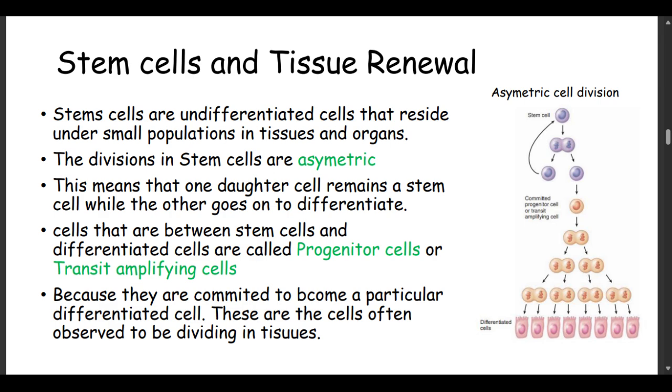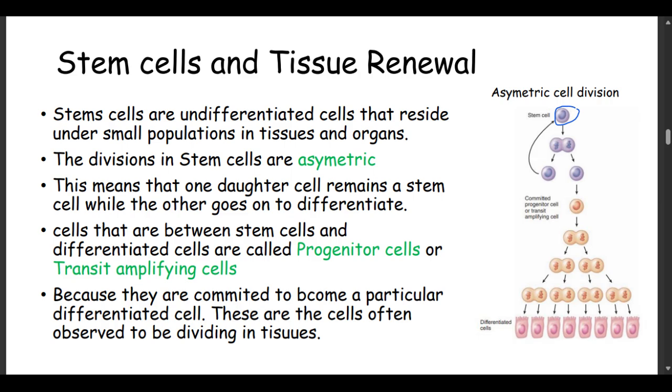But yes, there are certain tissues that need new cells regularly, like for example the GIT. So those are going to need stem cells at the base of that epithelia that are going to be helping in this tissue renewal. Okay, so the divisions in stem cells are going to be called asymmetric. This means that one daughter cell remains a stem cell while the other cell goes on to differentiate. So basically, there is symmetric and asymmetric cell division.